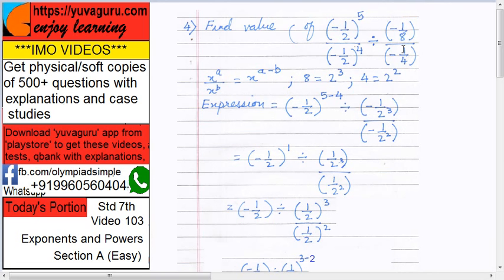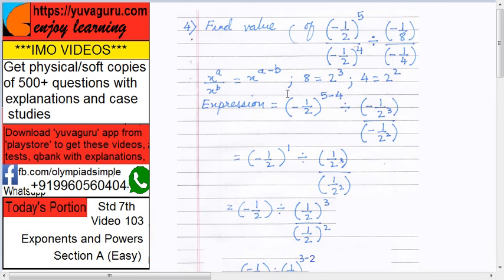Is this the answer? No. It is minus 1 upon 4. So you cannot take 2 outside when you have a minus sign over here. So now you have plus sign both. So you can take it now. So it becomes 1 upon 2 the whole cube upon 1 upon 2 the whole square.